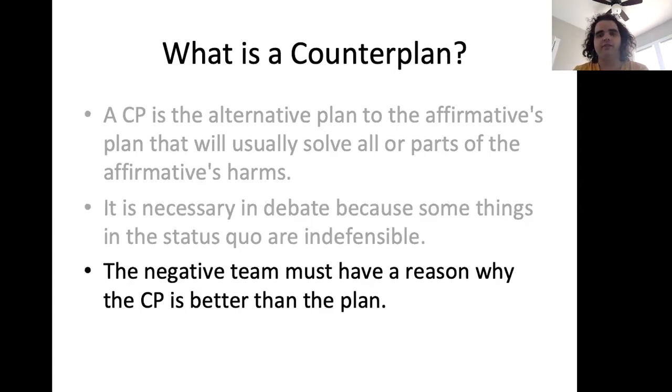Additionally, the negative team can't just say that there is another way to solve the problem. They have to have a reason why the counterplan is a better idea than the plan, whether that be through a disadvantage to the plan that the counterplan doesn't link to, or through a debate on the case about what the plan is capable of accomplishing and what the counterplan might accomplish in comparison to that. But the negative team must have a reason why the counterplan is better than the plan, not simply something that could also be good.